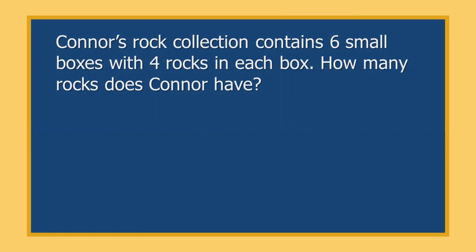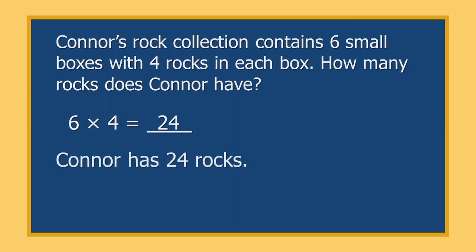All right, now let's look here at our word problem. Connor's rock collection contains 6 small boxes with 4 rocks in each box. How many rocks does Connor have? If you need to draw yourself a picture of 6 boxes with 4 rocks in each of them, do it. Pause it, do it. Whatever makes sense to you. Okay, 6 times 4 is 24. So you know that there are 24 rocks total in Connor's collection.